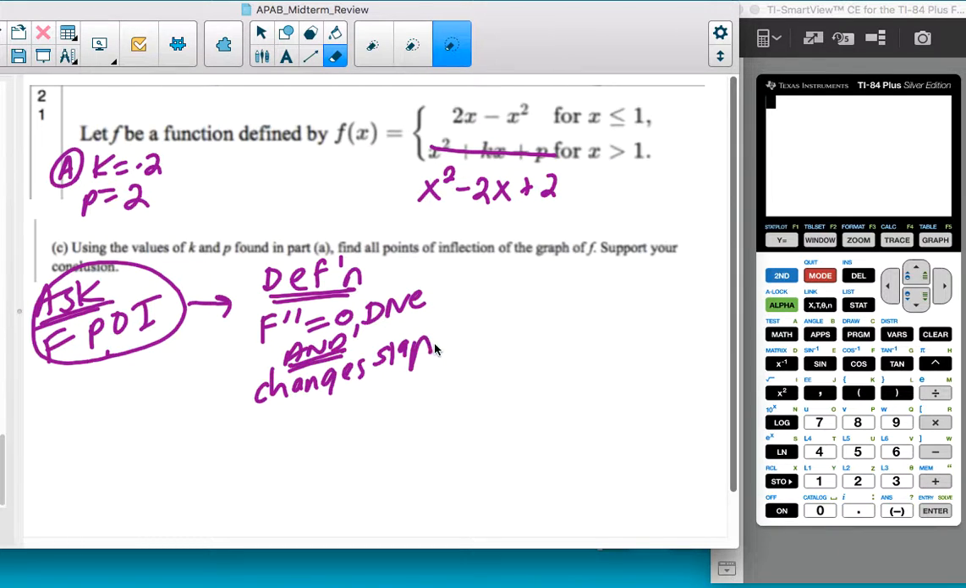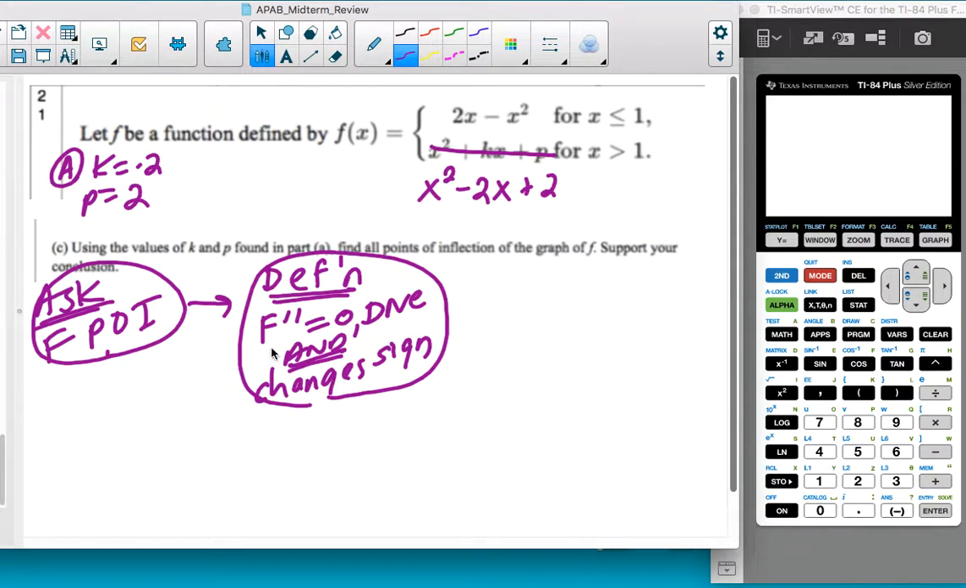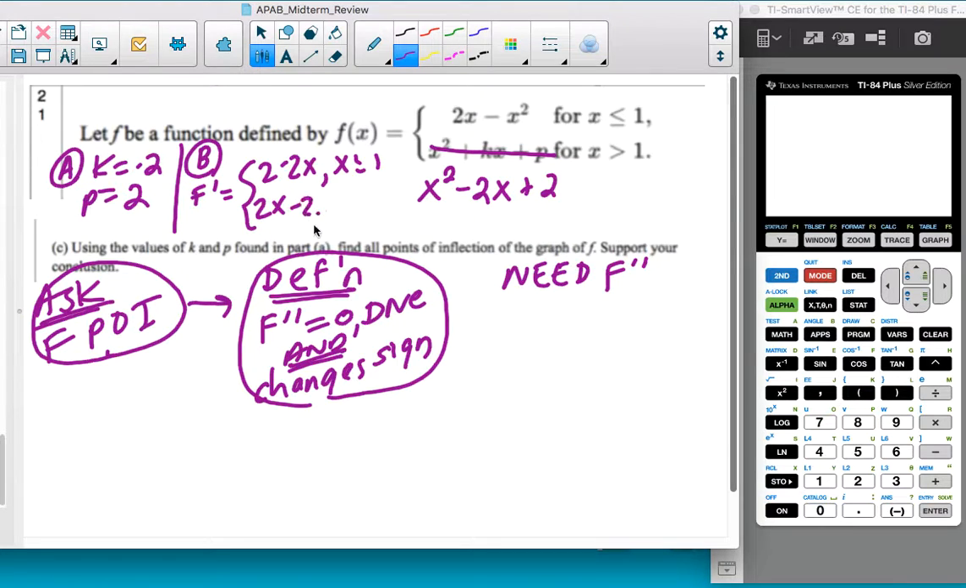And the trap is that routinely we have a spot where f double prime is 0 but doesn't change sign, and then a lot of people mark that as a point of inflection, but it's not. So I kind of need f double prime. Now we already found f prime, so I'm going to cheat again. From part B, I have f prime, so I'm just going to write it down because we already have it, and why reinvent the wheel? So this is 2 minus 2x for x values less than or equal to 1, and 2x minus 2 for x values greater than 1. Cool, so that's my f prime.